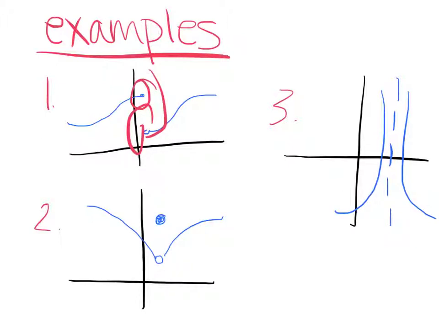In number 2, it is also a discontinuous function, but it is removable, as this has been removed from here, even though f of c does not equal the gap. In number 3, this is infinite, because no matter how high the numbers go, they will never reach each other and they will never touch. Therefore, there will always be discontinuity at this vertical asymptote.